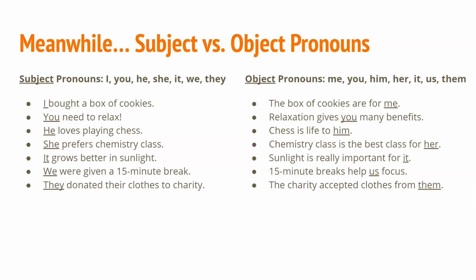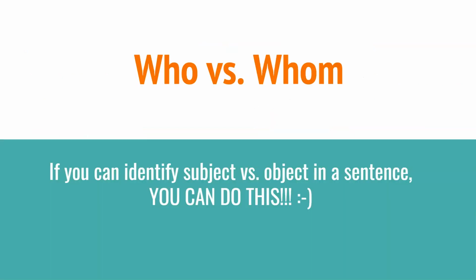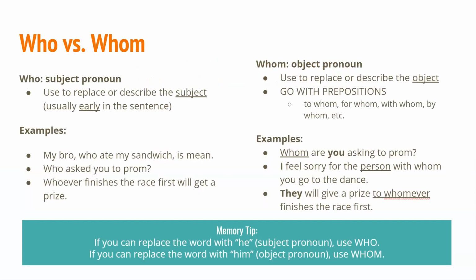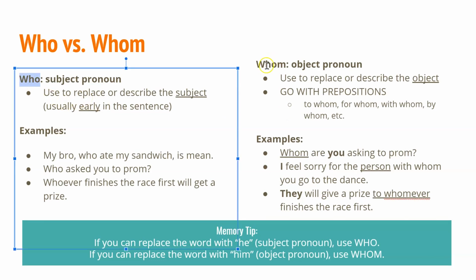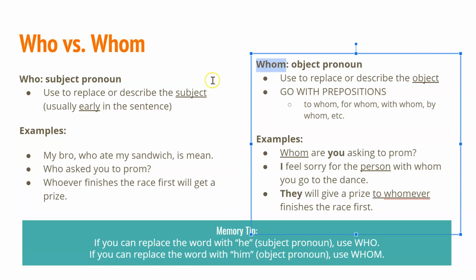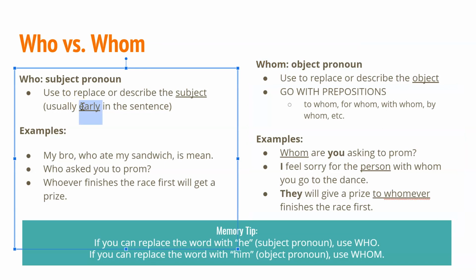But once you start to figure out subject versus object pronouns, it'll help you a lot with who versus whom, which is going to come up on standardized tests and is going to come up in high-level writing. And it's actually a lot simpler than you might think, because who is the subject pronoun and whom is the object pronoun. So most of the time, who is going to need to go early in the sentence in the subject spot. So my brother is the subject, so I would use who to describe my brother.